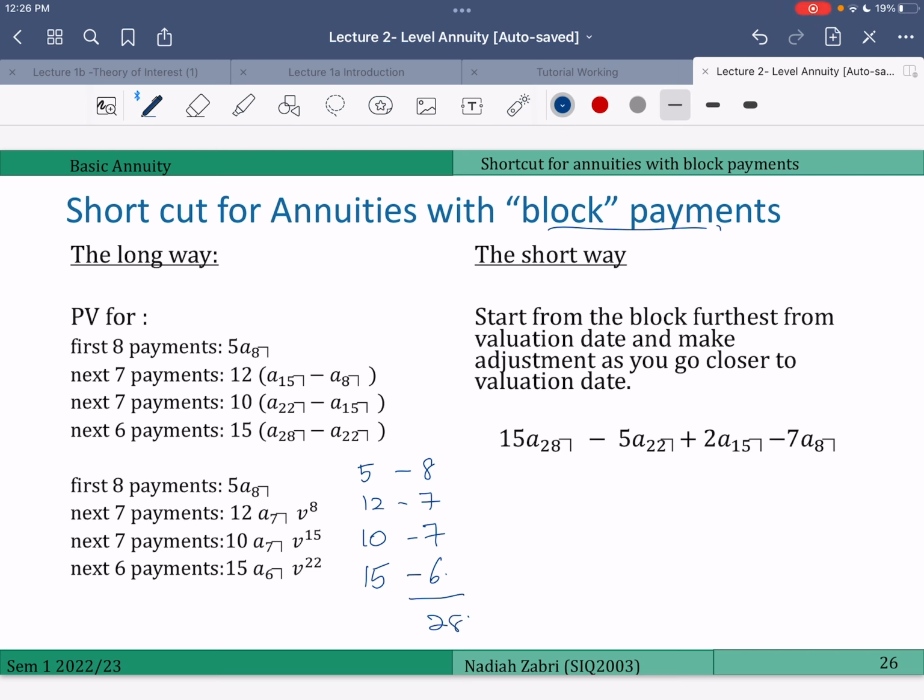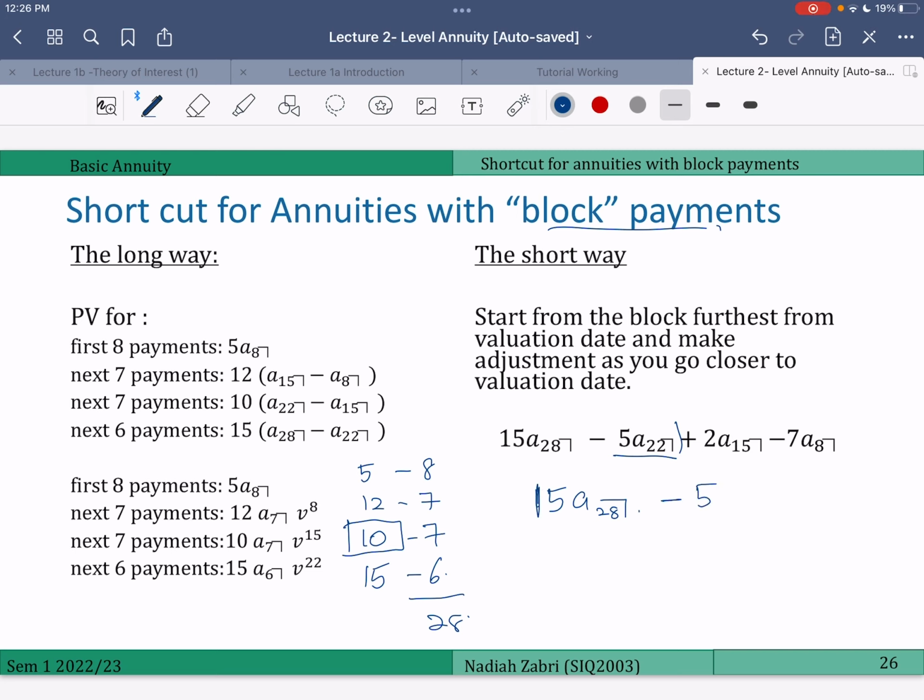So for the 28, first we do a level payment of 15, so 15 A angle 28. But now the third block is not 15, it's just 10. So to reduce our payment for the third block to 10, we have to minus 5.